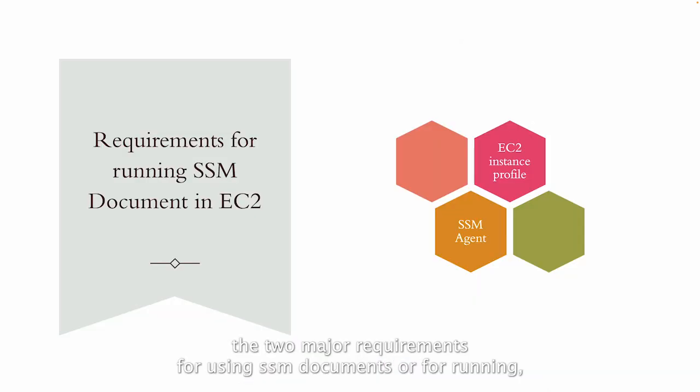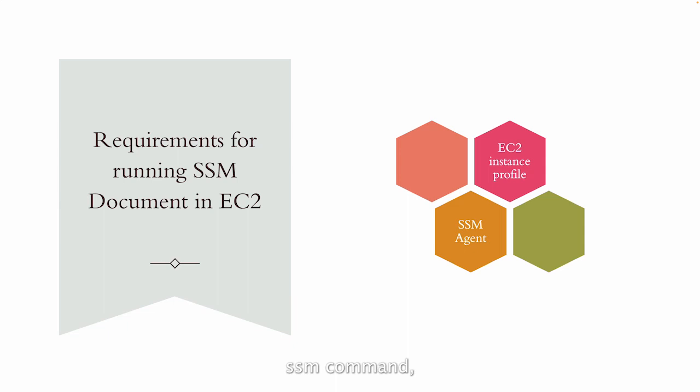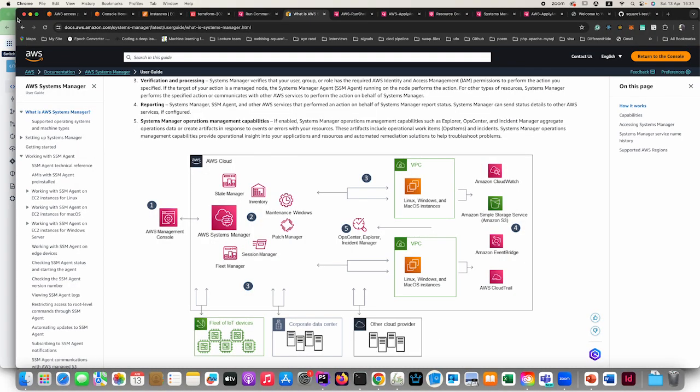The two major requirements for using SSM Document, or for running an SSM command, are: one, the EC2 instance profile, and two, the SSM agent. The EC2 instance profile needs to be connected to your EC2 instance, and you must install an SSM agent on that instance. Let's look at the EC2 instance profile in more detail.